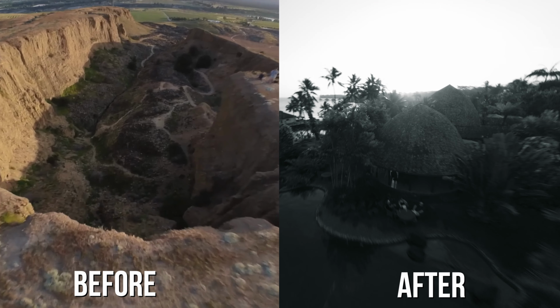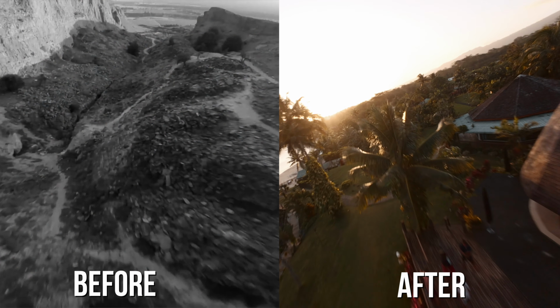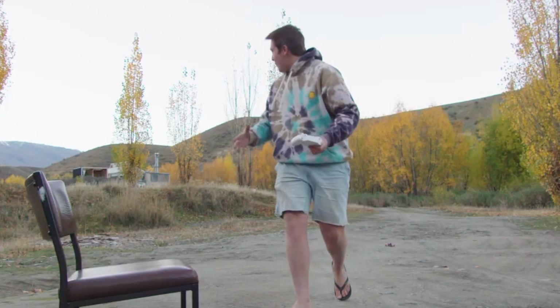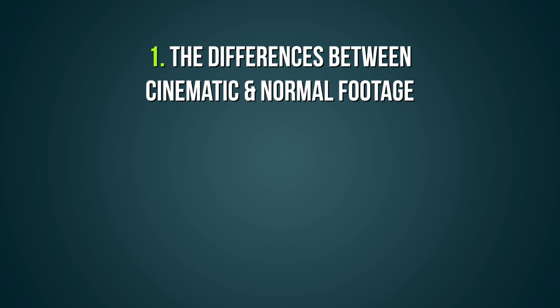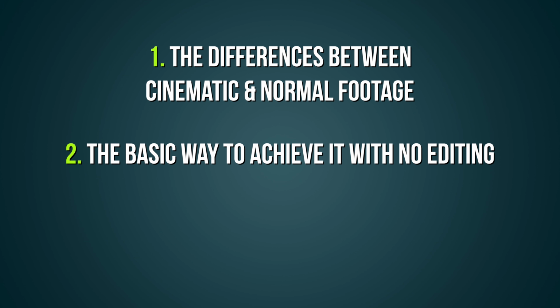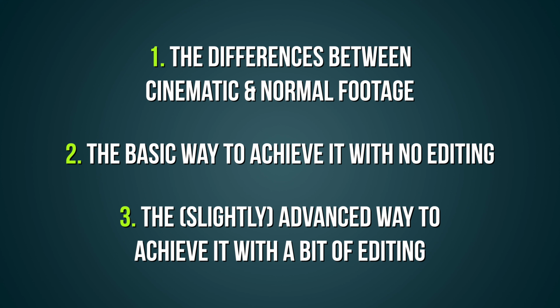This is what my cinematic FPV footage used to look like, and this is what my cinematic FPV footage looks like now. So what exactly did I do over the past 4 years that helped make such a visible change? Well, today I'm going to show you step by step what the differences are, run you through a basic method that anyone can actually do to achieve it without editing, and then a slightly more advanced method that yields way better results for just a tiny little bit extra work.